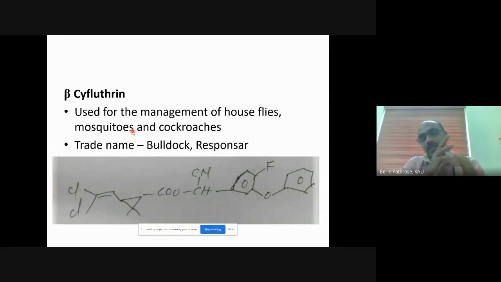It is available in two trade names, Bulldog and Responsar. Bulldog is the one which was available earlier, in the 2000s and all. Beta cyfluthrin was available under the trade name Bulldog, and another one is Responsar. I haven't seen Responsar, but in literature it is given. So again, it is an alpha-cyano pyrethroid. We have a cyano group over here. It is a type 2 pyrethroid, similar to cypermethrin, except that we have a fluorine atom in the phenoxyphenyl ring.